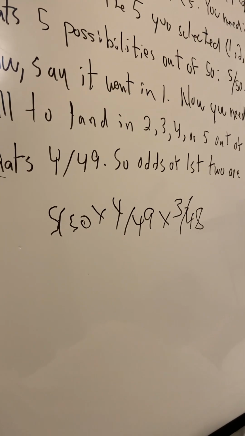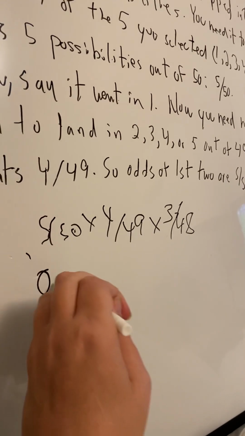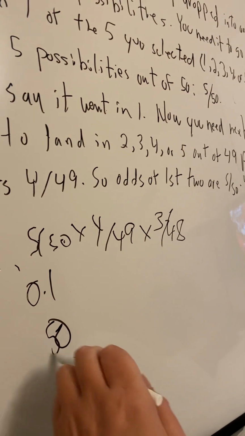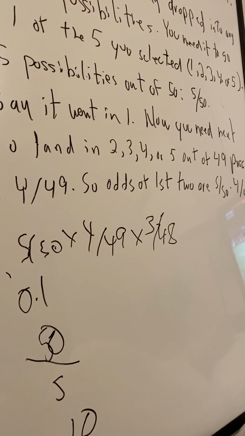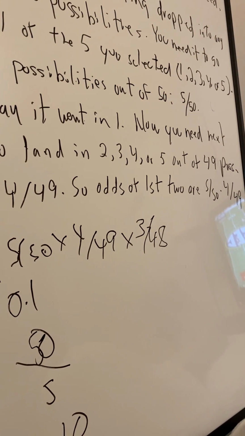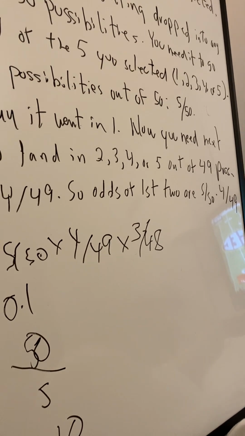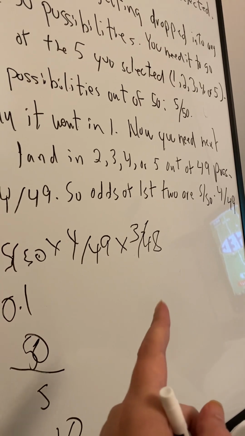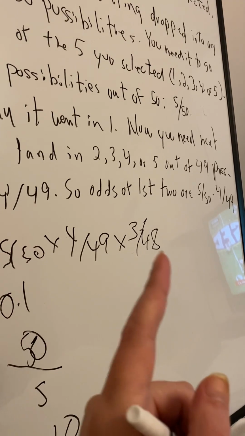So like 5 out of 50, for example, ends up being 0.1. But if we do 50 divided by 5 and flip the fraction, then it would happen 1 out of 10 times. So it's just a little trick that if you want to get the number of how many times you would win, you would just do 50 times 49 times 48 times 47 times 46, and divide it by 5 times 4 times 3 times 2 times 1.